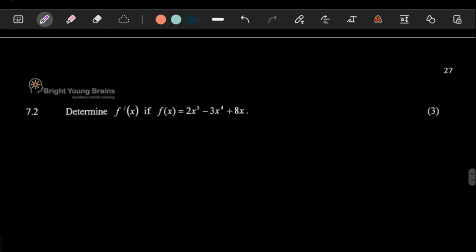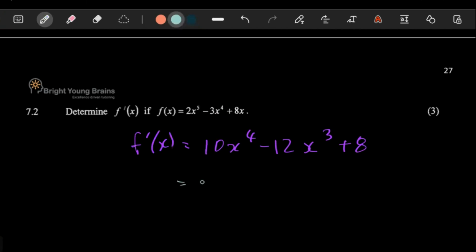Moving on to the next question, 7.2, it says determine the first derivative if f of x is equal to this equation. So it doesn't matter the exponent that you have. Your laws don't change. 5 times 2 is a 10. 5 minus 1 is a 4. 3 minus negative 3 is a negative 12. 4 minus 1 is a 3. 1 times 8 is 8. There you go. So all things considered, this is your first derivative.